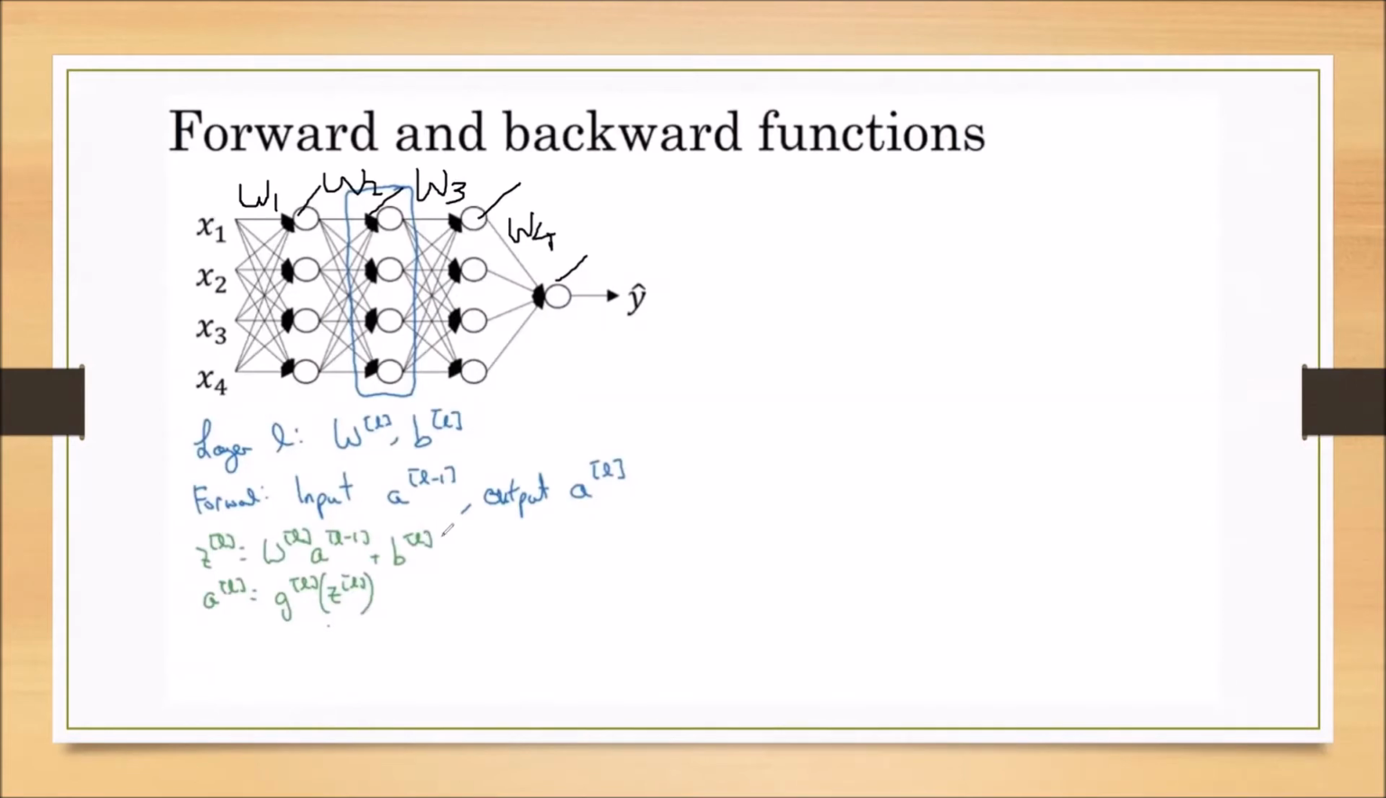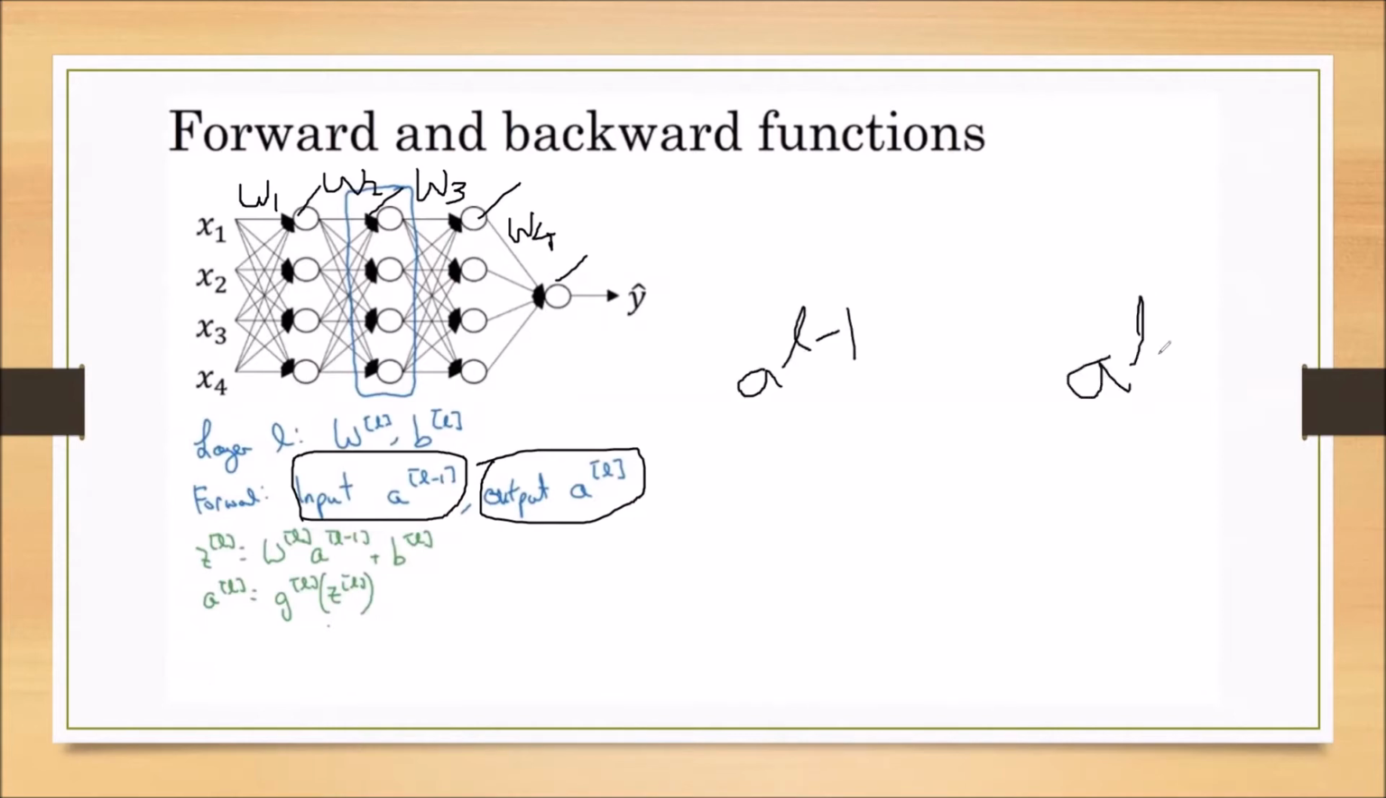So in the first step, in the forward propagation, we are taking the input as A[L-1], and we are finding the output A[L]. In order to calculate A[L], we require two steps. In the first step, we are calculating Z[L]. To calculate Z[L], we are taking the help of W and A[L-1]. We are writing it as W[L] times A[L-1] plus B[L].